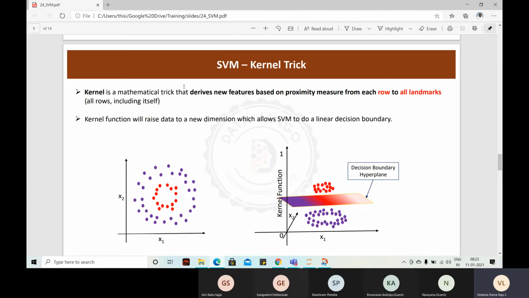Kernel trick is a mathematical trick that derives new features based on the distances between the first row and first row, first row and second row, first row and third row, and first row and nth row. Again, it takes the second row and does the same thing: second row and first row, second row and second row, second row and third row.